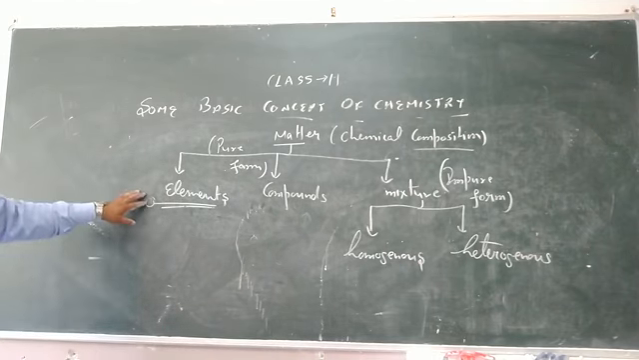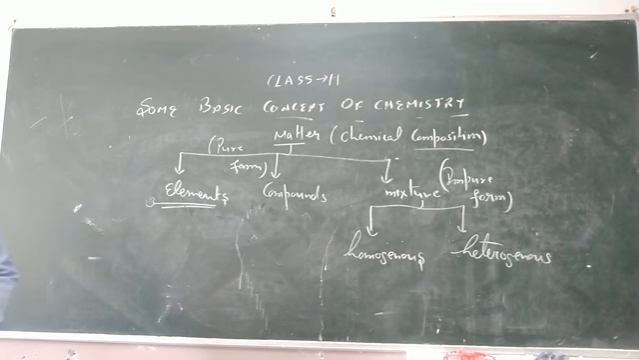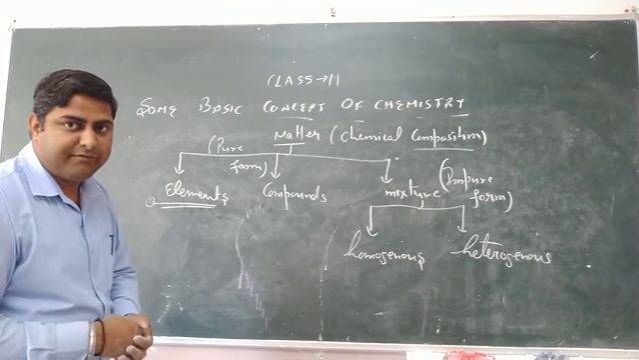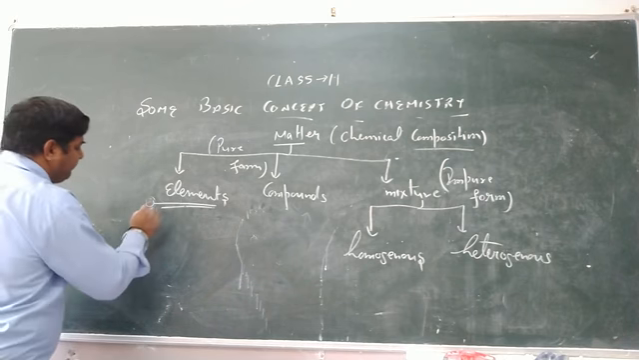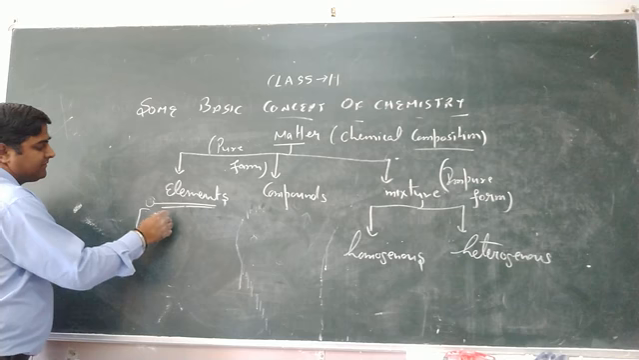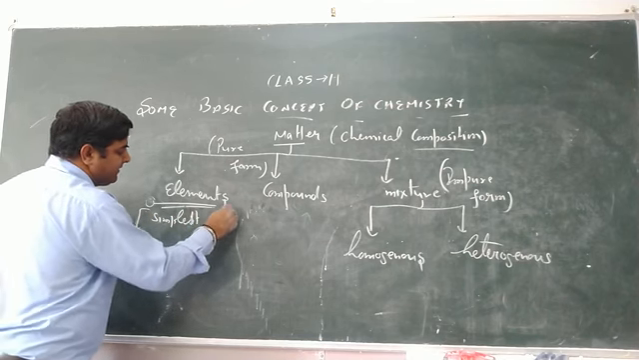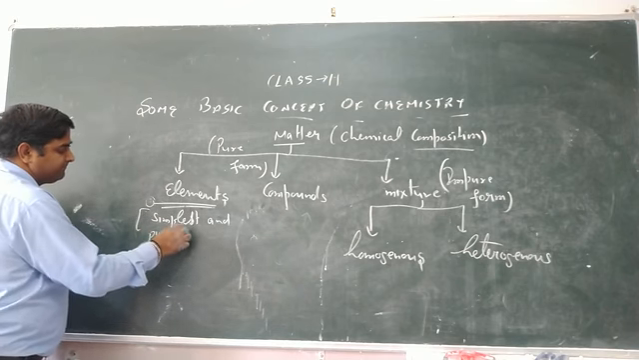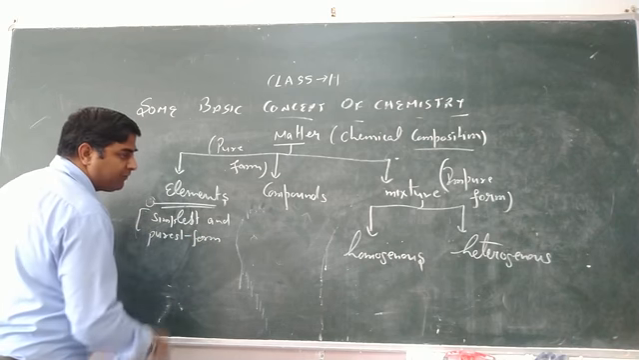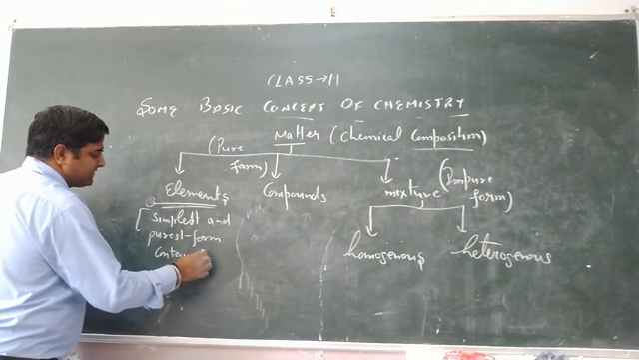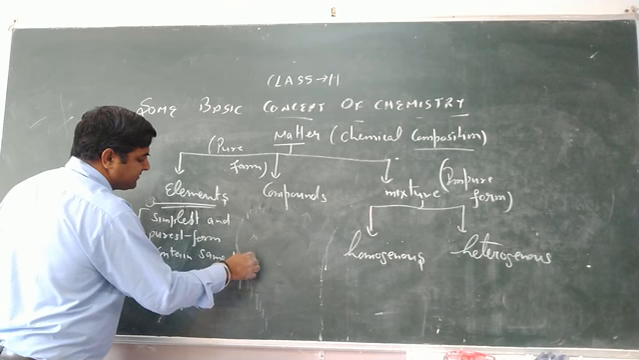Now, when we define elements, we say an element is the simplest form of a substance which can neither be created nor destroyed, or which cannot be further simplified. So, the simplest and purest form, which cannot be further divided, contains the same kind of atoms.